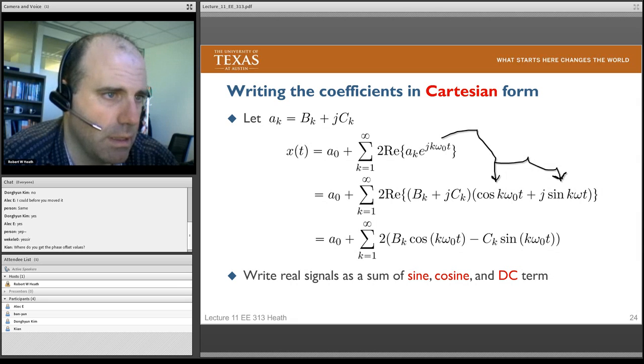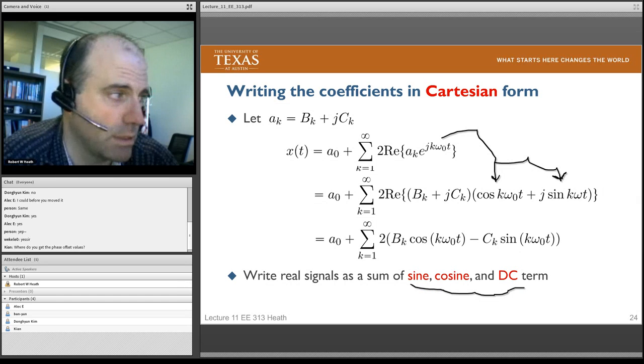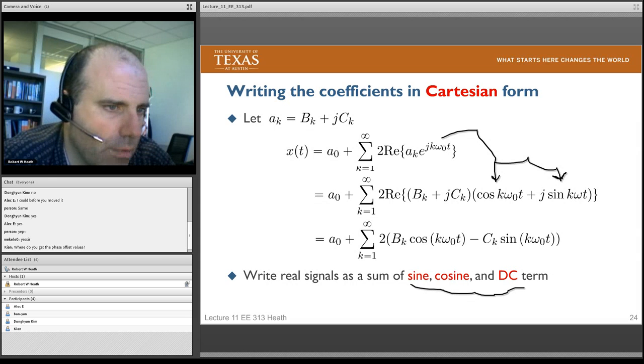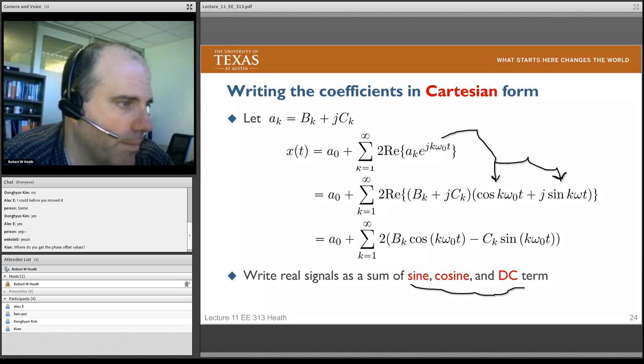So it's going to be bk cos minus ck sine, plus the imaginary part, but we're taking the real part, so we don't care about the imaginary part. So all we're left with is this. What this says is that we can also write a real periodic signal as a sum of cosines and sines and a scalar. And the coefficients of the Fourier series, the AKs, are related to the BK and the CK just in this Cartesian form here. So these are just two different ways of writing this.